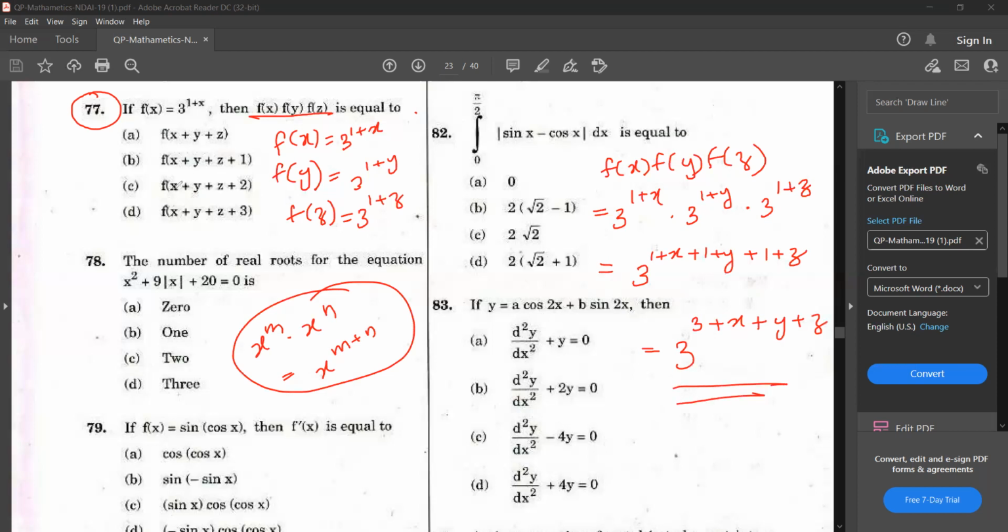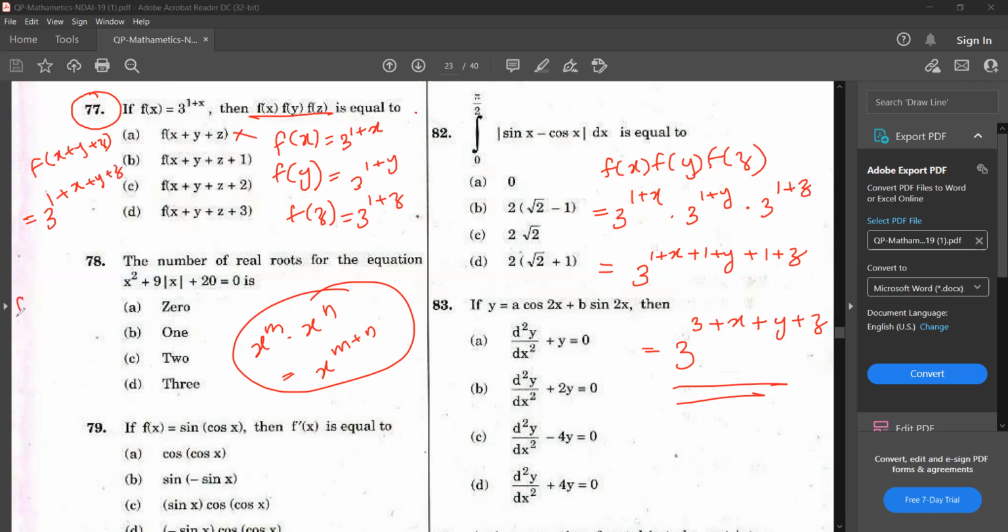Now see the options. So what will be the correct option? For getting the correct option, let's try each option. What is f of x plus y plus z? In the place of x, we have to replace by x plus y plus z. So that will become 3 raised to 1 plus x plus y plus z. But that is not equal. So this is not the correct answer.